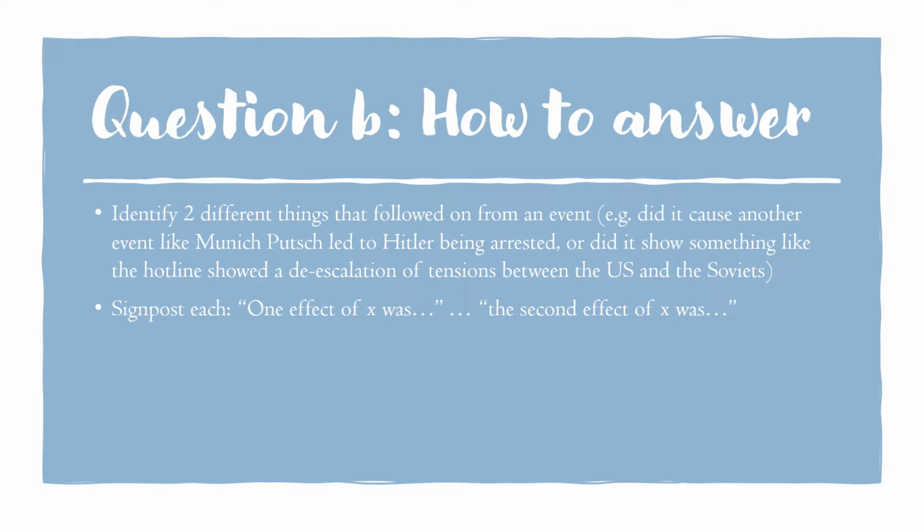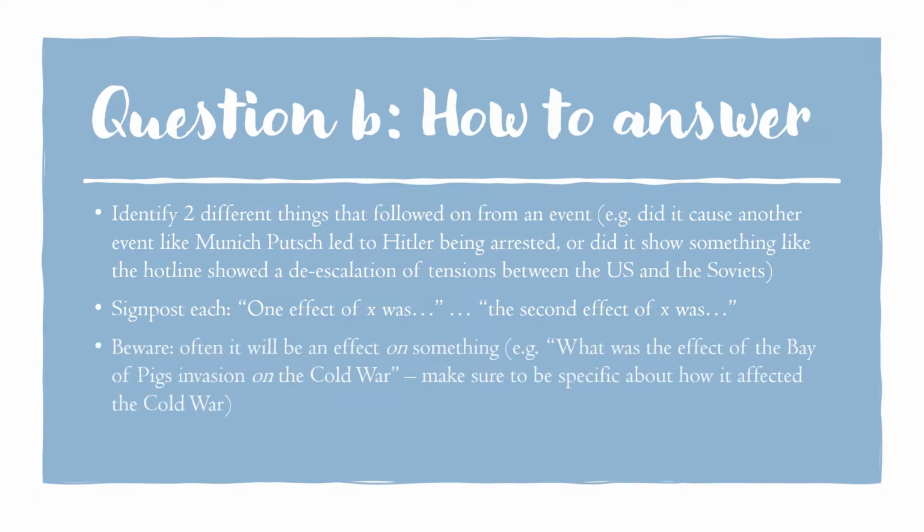Signpost each paragraph for each effect. So one effect of whatever it was, the second effect was in the next paragraph, just so that the examiner knows that you're doing two separate effects. And beware that often, not always though, but often it'll be phrased as an effect of something on something. So for example, what was the effect of the Bay of Pigs invasion on the Cold War?